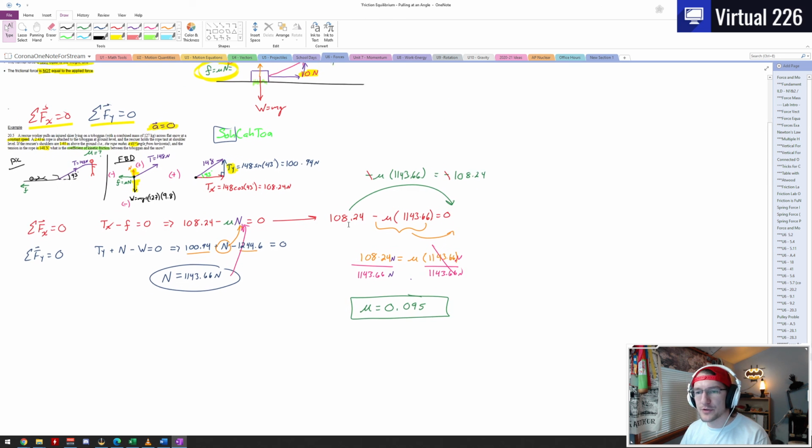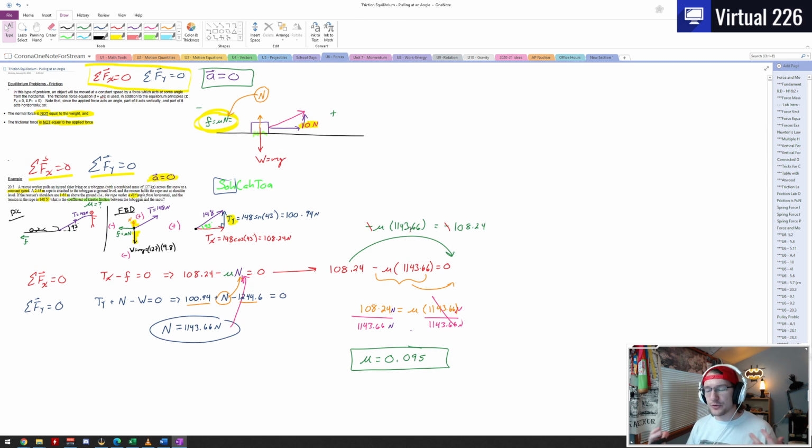That's how much frictional kind of a feel that the sled has to the snow. So it's a kind of cool thing that we're looking at there.